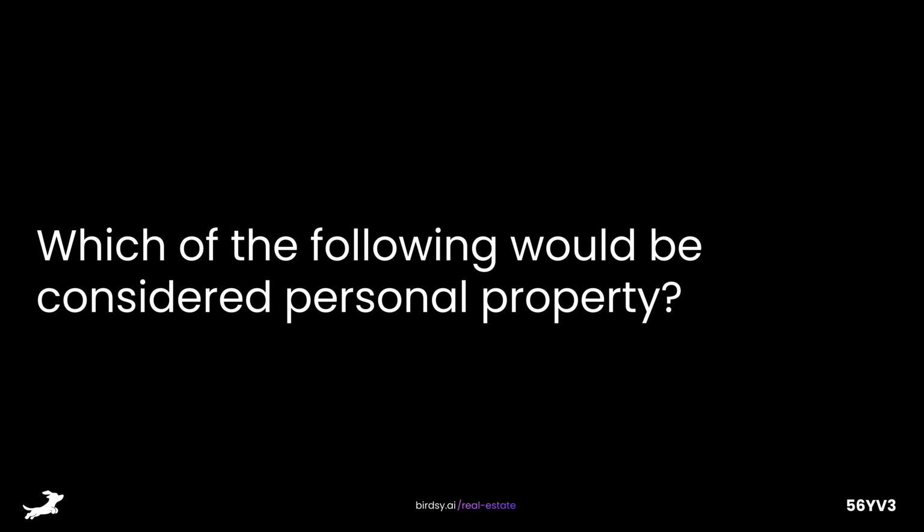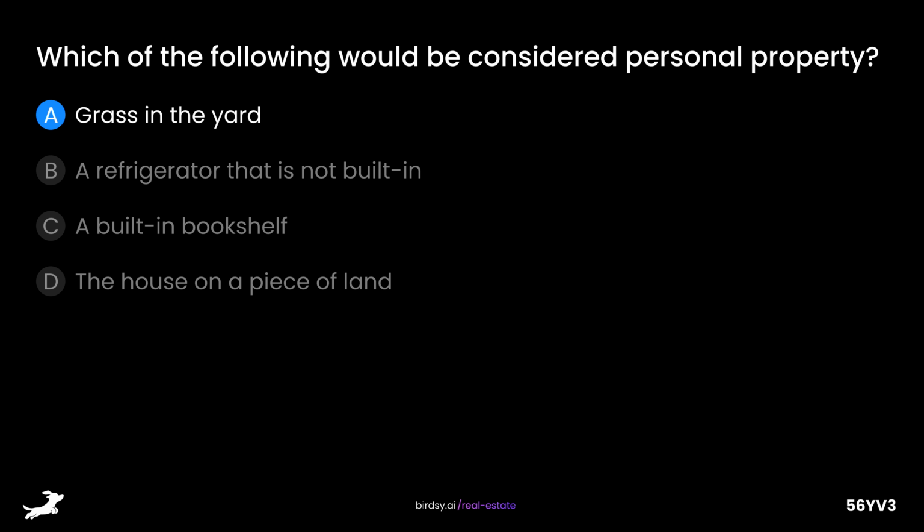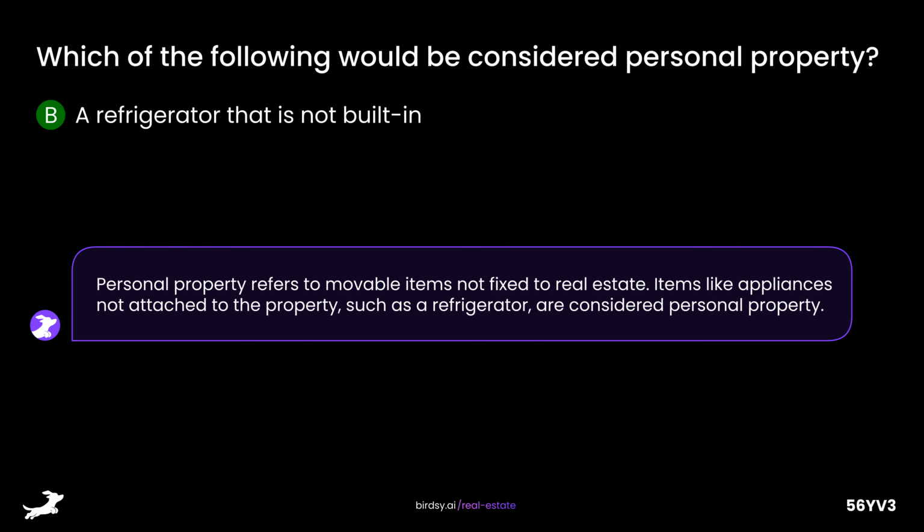Which of the following would be considered personal property? Is it A, grass in the yard, B, a refrigerator that is not built in, C, a built-in bookshelf, or D, the house on a piece of land? The answer is B, a refrigerator that is not built in. Personal property refers to movable items not fixed to real estate. Items like appliances not attached to the property, such as a refrigerator, are considered personal property.